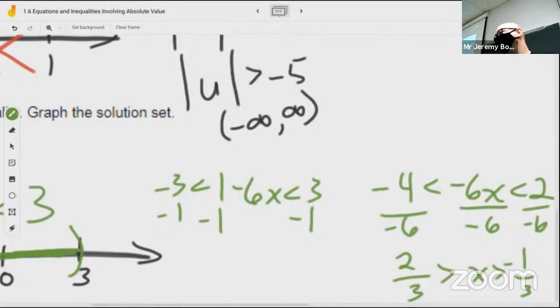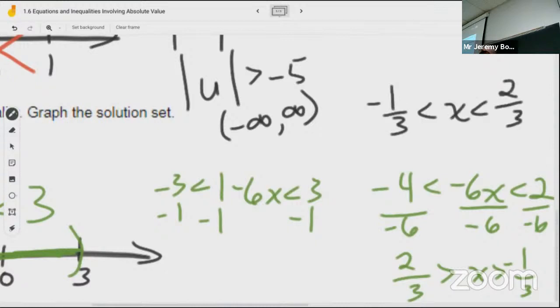And so when that happens, my advice and what I like to do is rewrite that from lowest to highest. The -1/3 is less than x, which is less than 2/3. It's a whole lot easier to understand than 2/3 is greater than x, which is greater than -1/3. Our brains, at least my brain, doesn't work that way. I always think left to right, increasing.